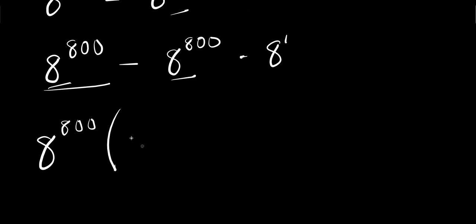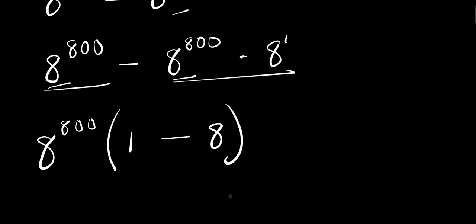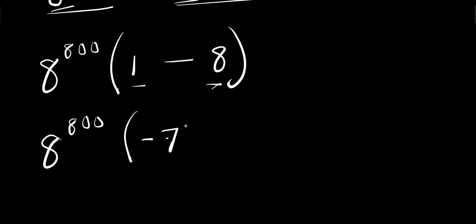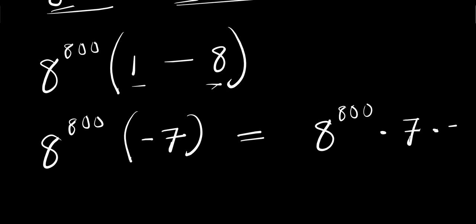This divides 8 power 800, I have 1, minus this divides 8 power 800, I have 8. So from here, we have 8 power 800 times 1 minus 8. We have negative 7. So, I can express this as 8 power 800 times 7 times negative 1.